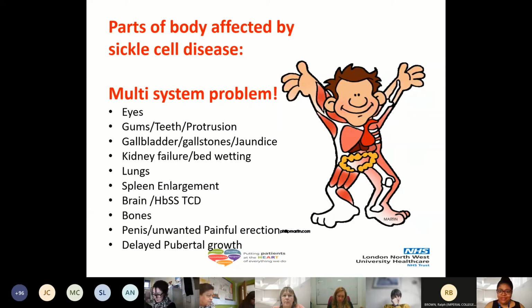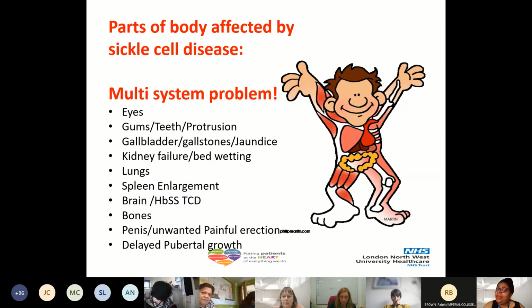Okay, we look at this jolly picture here, parts of the body that are affected by sickle cell disease. So as I said before, sickle cell disease is a collection of symptoms, okay? So we refer to it as a multi-system problem, or multi-systemic problems that can happen in the body.